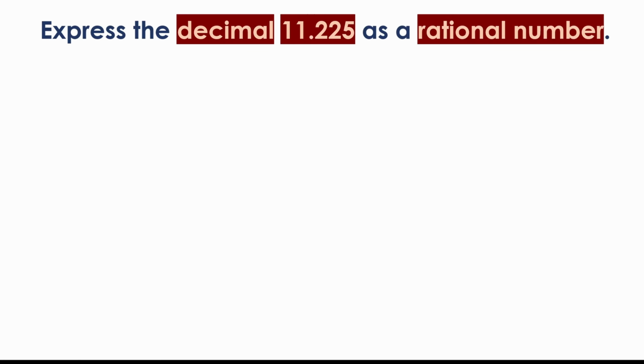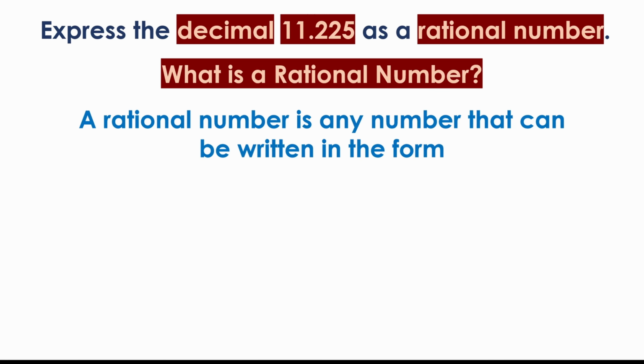Express the decimal 11.25 as a rational number. Let's take a deep dive into what this question is asking from us. What is a rational number? Well, a rational number is any number that can be written in the form of P over Q.